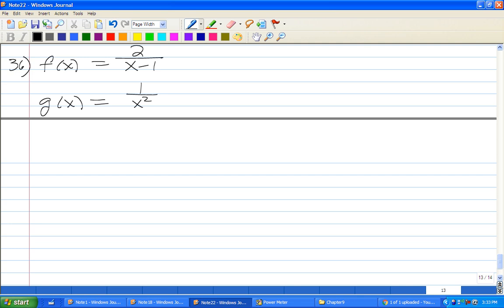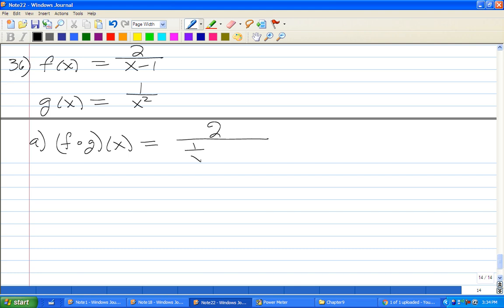So this is identical to what we did above, but now we also want to determine the domain of these functions. So let's do f composed with g at x. And so, wherever I see an x in the formula for f, I replace every x by the formula given by g. And so this is just equal to 2 over, I replace x by 1 over x squared. And that is your answer.